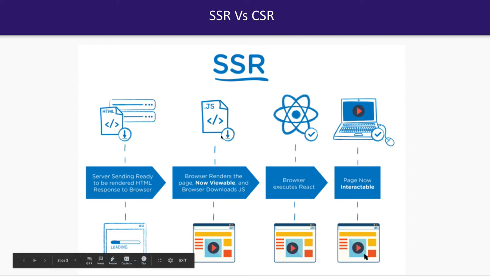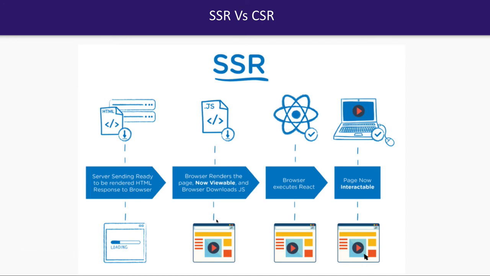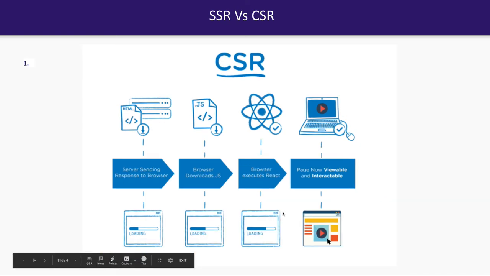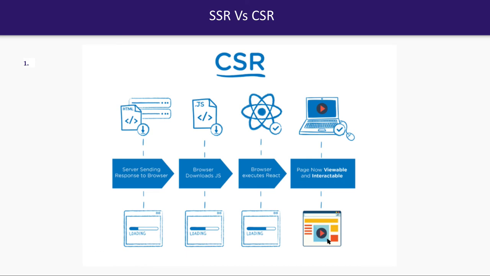Here, in the second phase, you can start looking at the screen. You can see, okay, the UI is building up and you can see the UI, but interaction is happening only in phase 4, okay? Similarly, if you talk about client-side rendering, the only thing here is the delay, because the server is not sending ready-to-be-rendered HTML. You are getting the artifacts, JavaScript, then HTML, then CSS. All these artifacts you are getting.